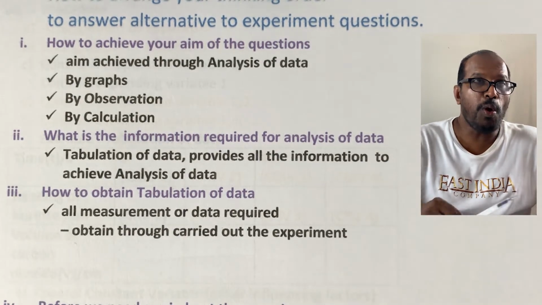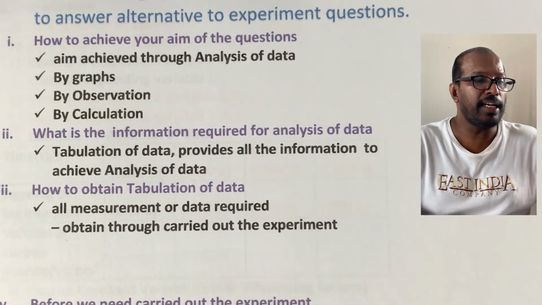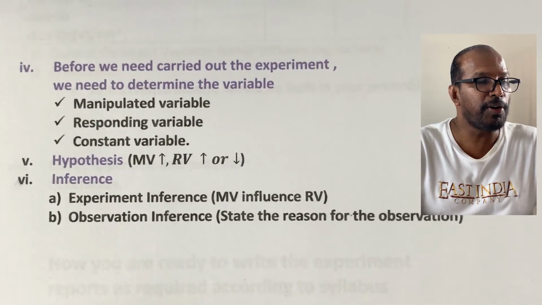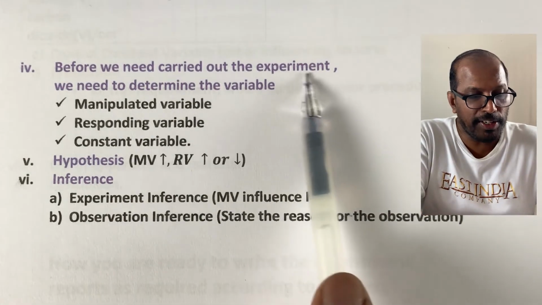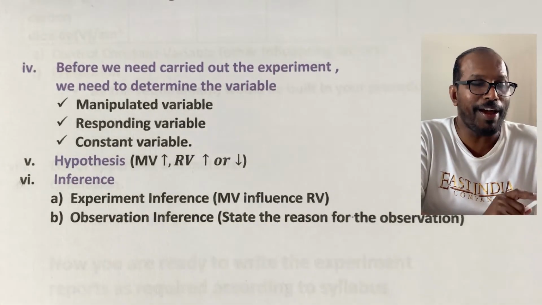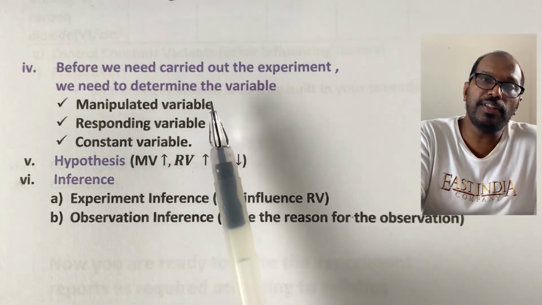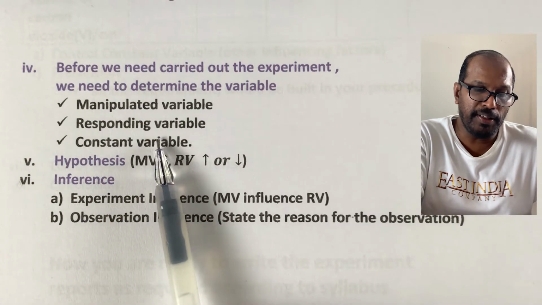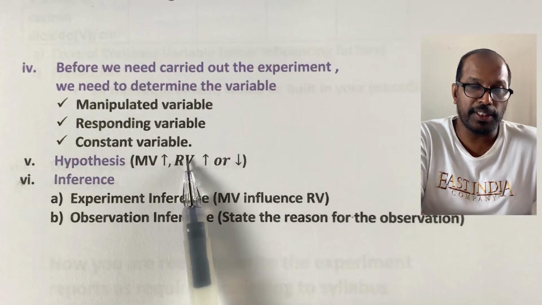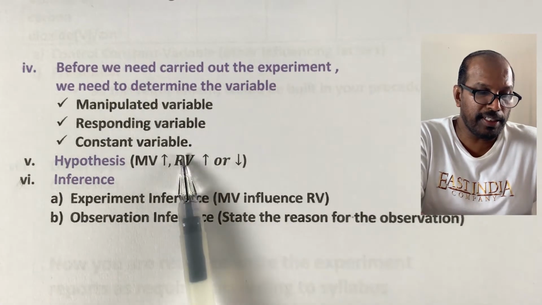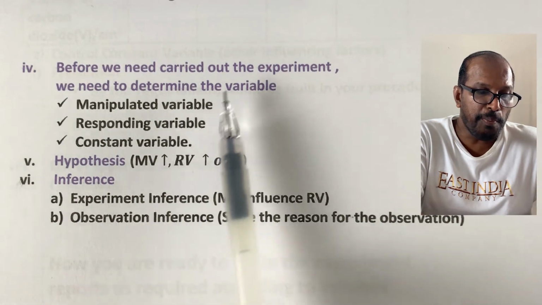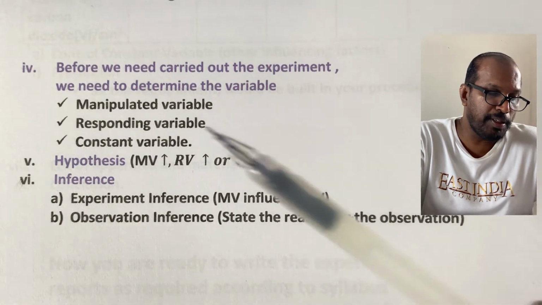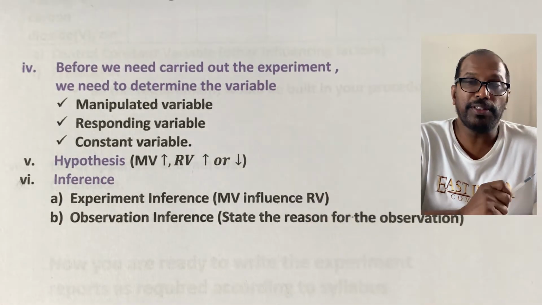Now, once you are able to carry out the tabulation of data, we can go to the fourth point. Before we carry out the experiment, we need to determine the variables. So what are the variables that we need to determine? We need to determine the manipulated variable, the responding variable, and the constant variables. By knowing the aim of the experiment and from the tabulation of data, we are able to determine the three variables here.